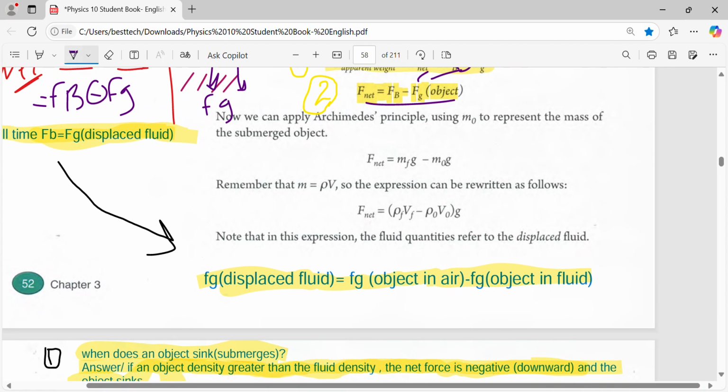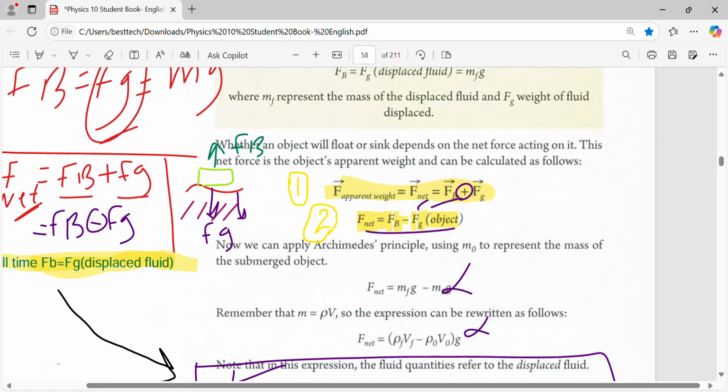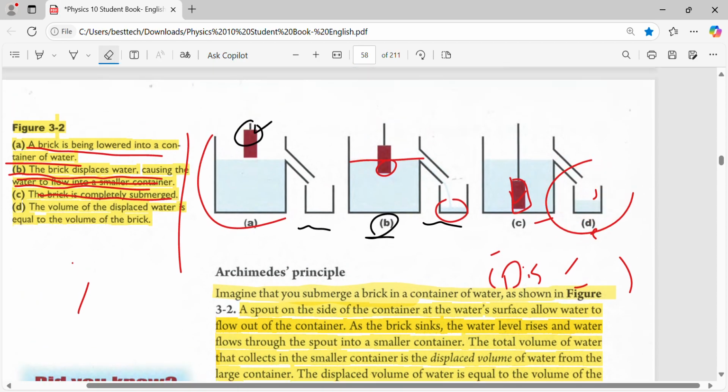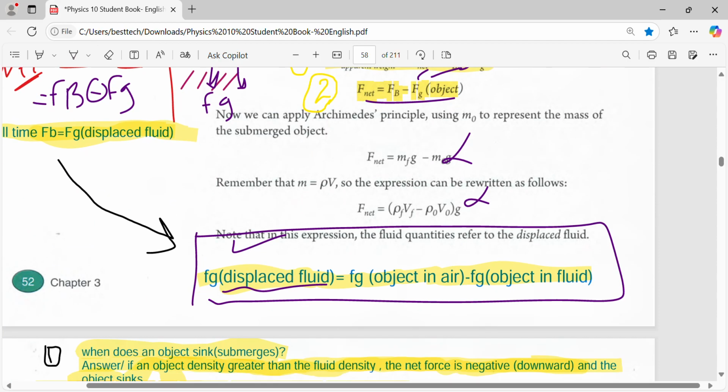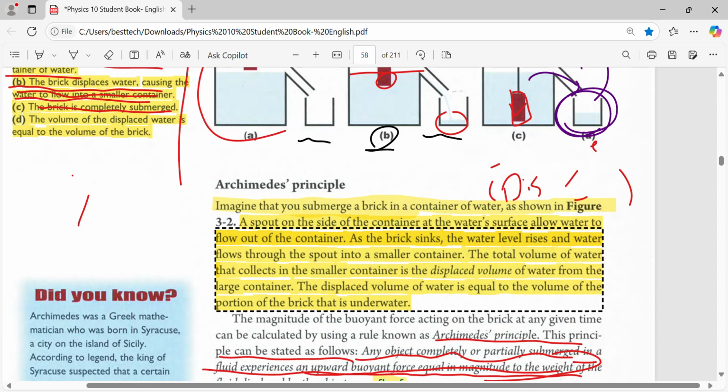Guys, for calculation, this rule is so important. The proof is not important, leave it. Just this rule, because we have examples and it is important to know that. Now we have this rule: Fg displaced fluid, meaning the weight of the water that comes out. We have to find Fg in the question. Fg displaced fluid equals Fg of the object in air minus Fg of the object in fluid. Look at this picture.